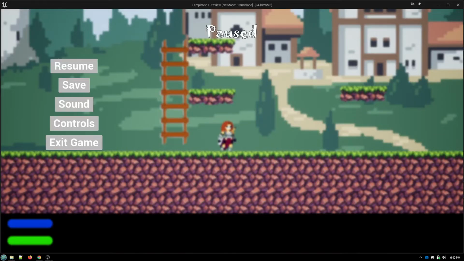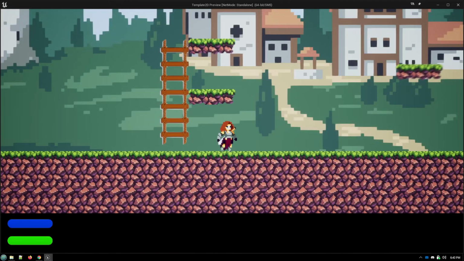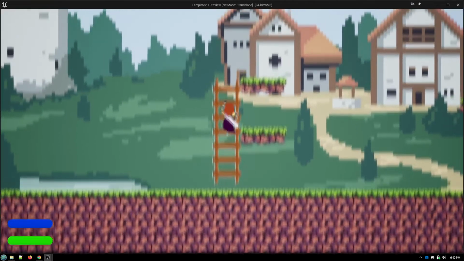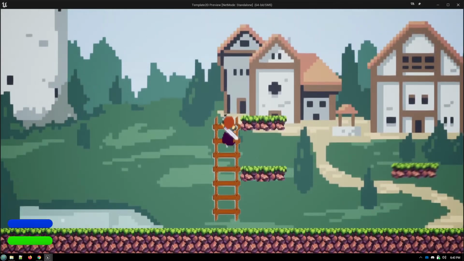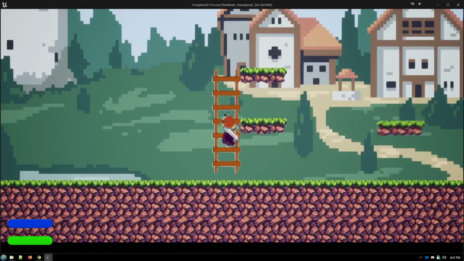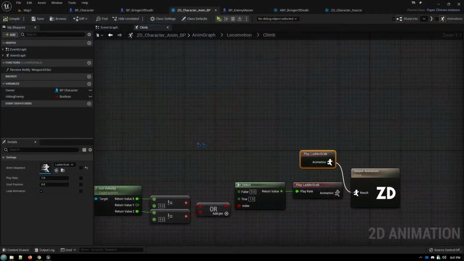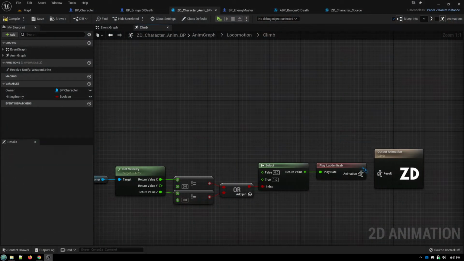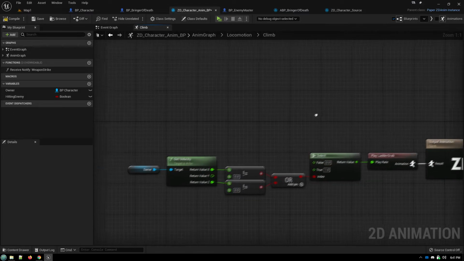This tutorial is to deal with a situation where you have an animation that doesn't have an idle state. So in this case, we have an idle state when standing on the ground, but when we move on to the ladder, it just infinitely loops the climbing animation, which when you're not moving, doesn't look very good. So what we're going to do is change this to this.